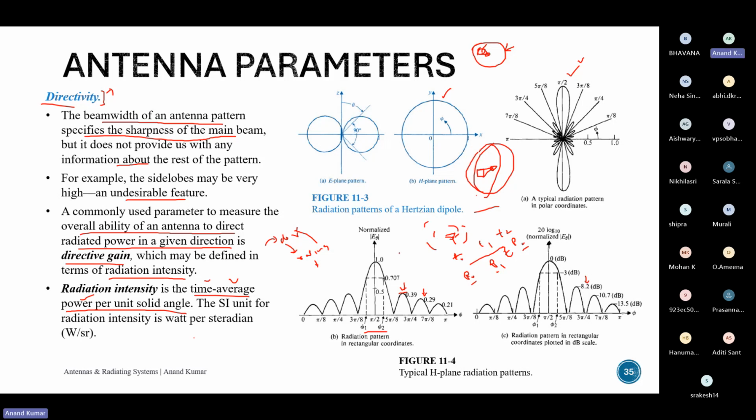Okay, there are no questions. I'll assume that radiation intensity's definition is clear. So it is the time average power per unit solid angle. Its SI unit is watt per steradian. Might be a question in some exam, but so interesting unit.